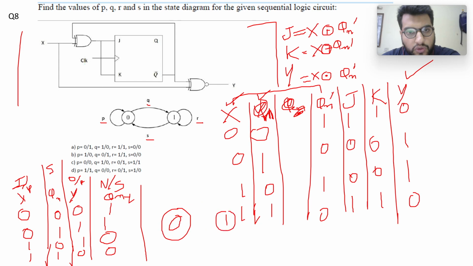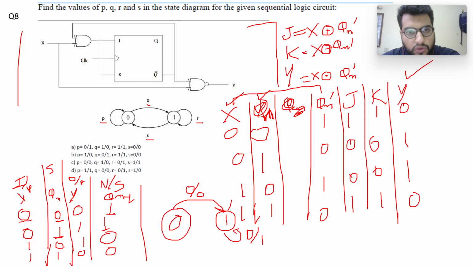So my present state is 0 and I am going to 1. When I am going from 0 to 1, my input is 0 and my output is 0. Check this: I am at 0, I am going to 1 for input 0 and the output is 0, right? 0 0. I am at 1, I am going to 1 for input 0 and my output is 1.